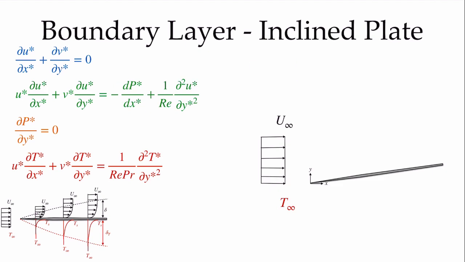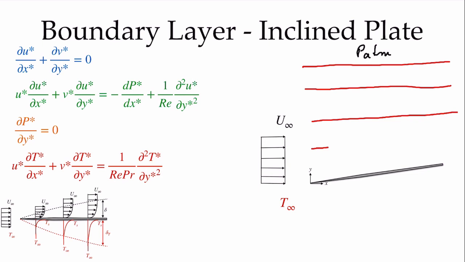Now let's think of the case of an inclined plate. Start again by drawing our streamlines. Far away, we're going to have a straight streamline, and of course, everywhere out here, it's P atmospheric pressure. So as we move closer to the plate, with our equally spaced contour lines, we can see that the flow has to accelerate. The spacing here is larger. I've drawn a bad contour line.